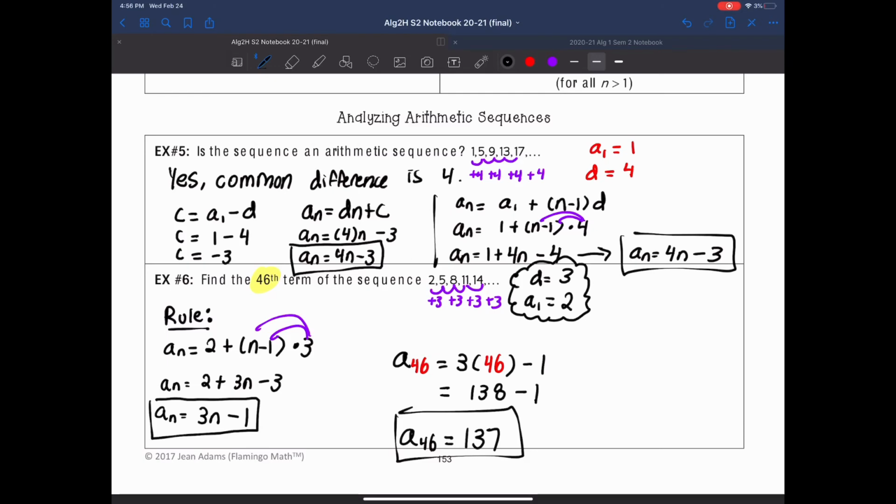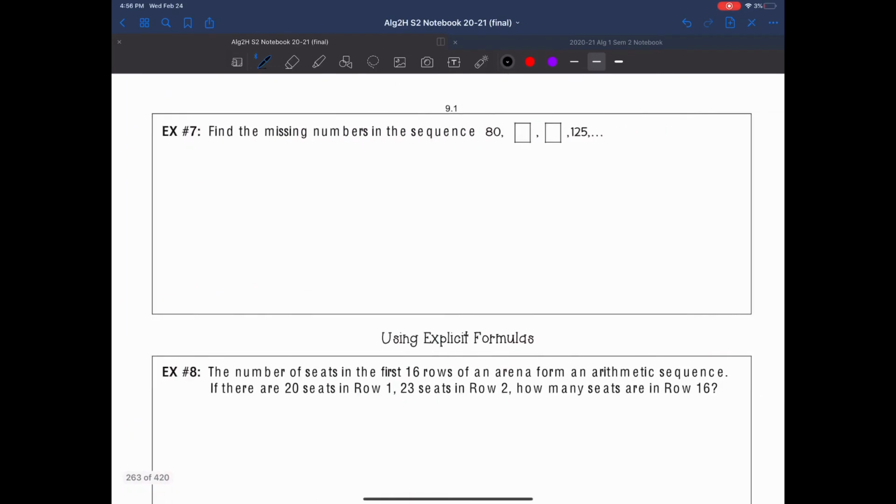Now on to the last page of the notes for today. We have example number 7. Find the missing numbers in the sequence 80, blank, blank, 125. All right, so in order to find the missing numbers, I'm going to have to use the two numbers that I already know. I have 80 and 125. Now, if this truly represents an arithmetic sequence, here's what has to happen. We have to have some number that we are adding 1, 2, 3 times to give us 125.